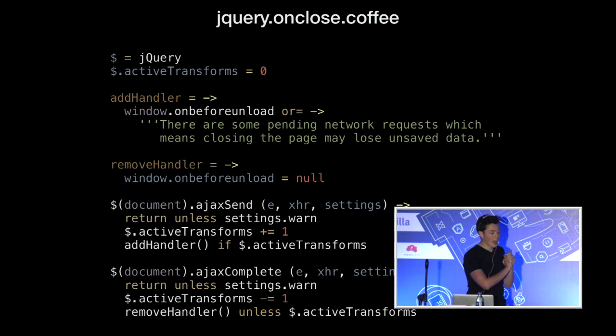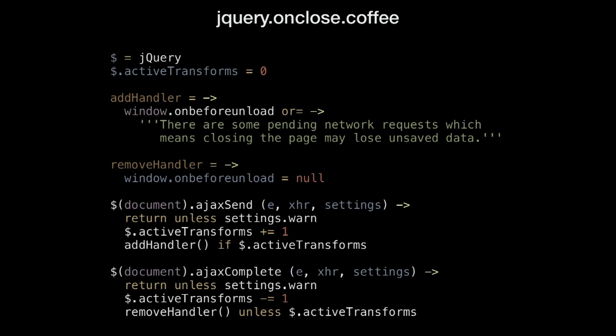Now, actually, I found a bug in Google Chrome where the cache gets completely balked if you use beforeunload. So the only way to work around this is to set beforeunload only when the page is in an unloadable state. If you have a look at jQuery.onClose, this is another plugin in the vendor directory, which I wrote for Monocle. You can see that whenever there's an Ajax request being sent out, we're incrementing our own active transforms integer, and then we're adding the handler if there are active transforms, and then we're doing the opposite when the Ajax request is complete.